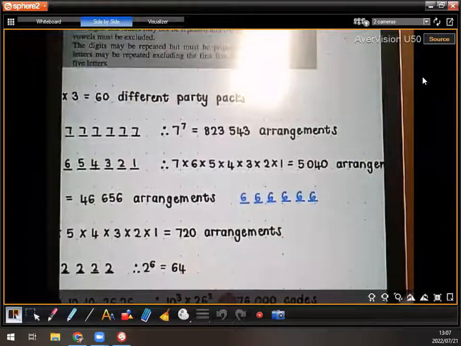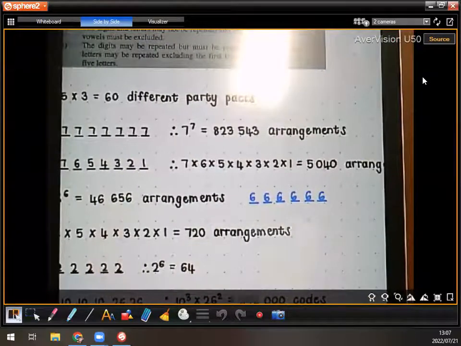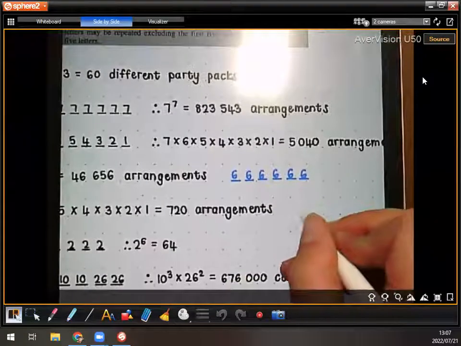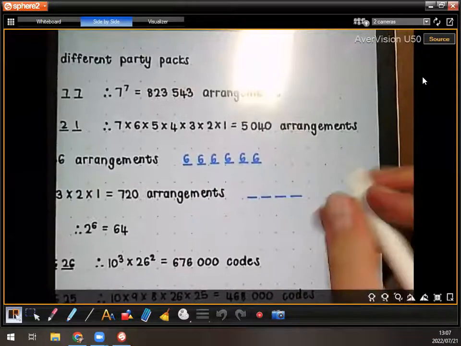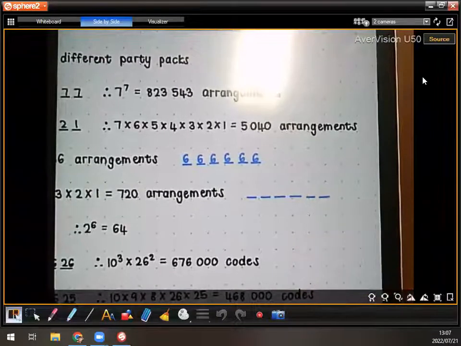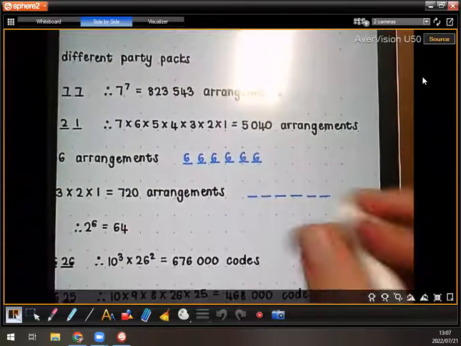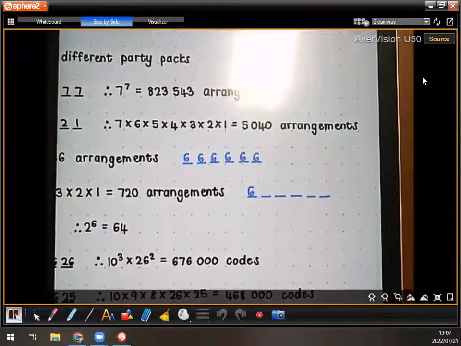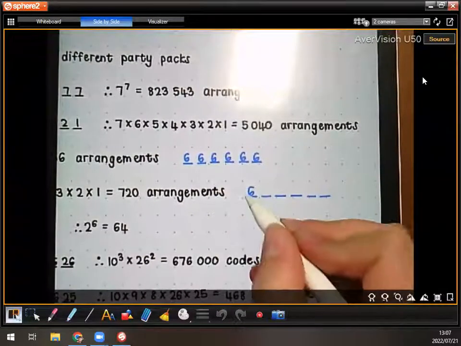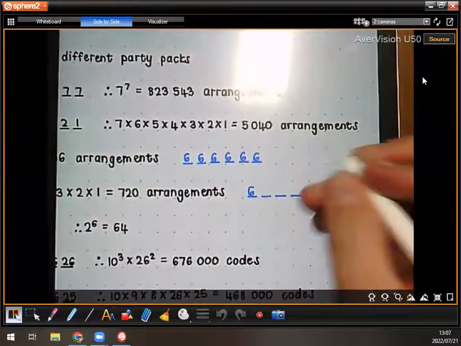The answer would be 46,656. But then for the next one, they're now saying you are not allowed to repeat the letters. So there you have your 6 lines. You have 6 options for the first letter, right? But say you're using the R for the first letter. You can't use the R again, right? So now how many options do you have for the next one? 5.